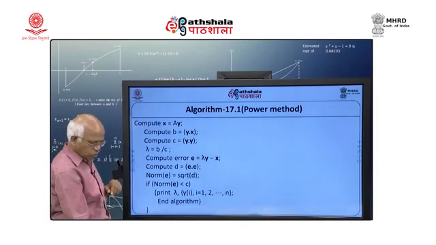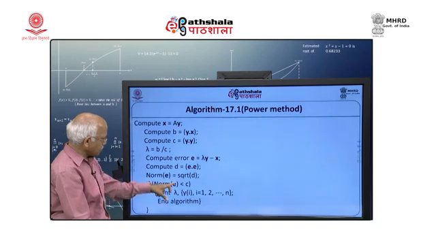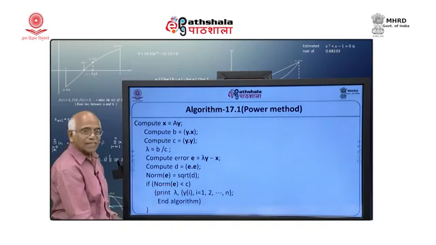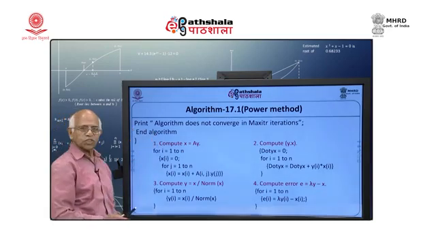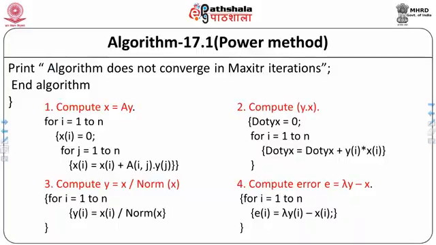Suppose this never happens up to the maximum number of iterations, then we print that the algorithm does not converge in the max iter iterations, and we end the algorithm artificially.